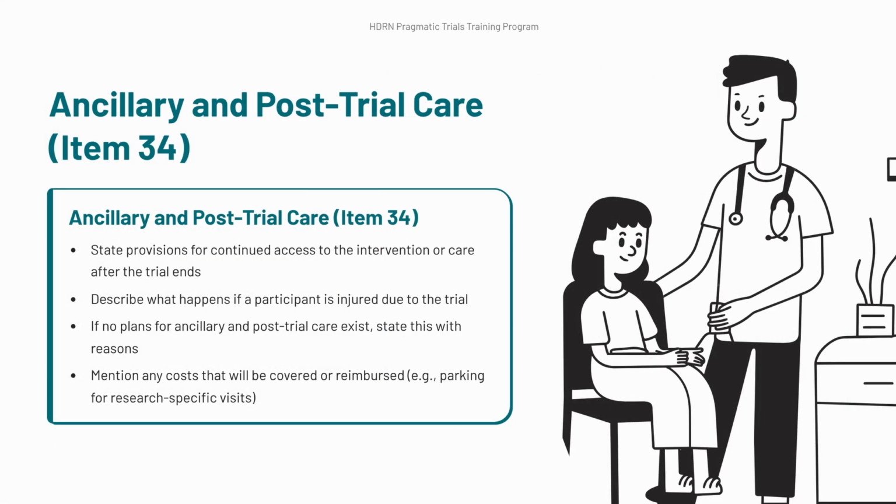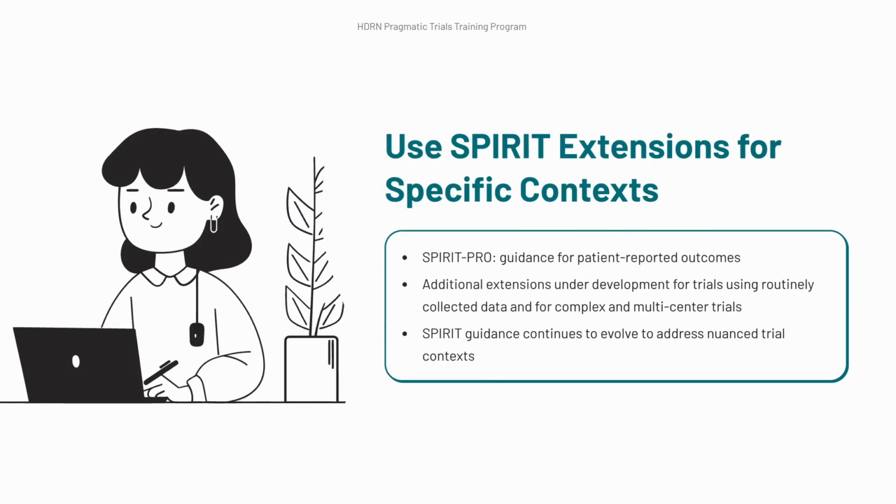Finally, Item 34 covers ancillary and post-trial care. This is where you state what support participants can expect during and after the trial, especially if they experience harm related to participation. Specify any provisions for continued access to the intervention or follow-up care, and what will happen if a trial-related injury occurs. If no ancillary or post-trial care is planned, say so and briefly justify it, particularly for minimal-risk pragmatic trials embedded in routine care. Also state whether participants will incur any research-related costs, and when appropriate, note that certain expenses, like parking, may be reimbursed. To close, remember that SPIRIT also has extensions for specific contexts.